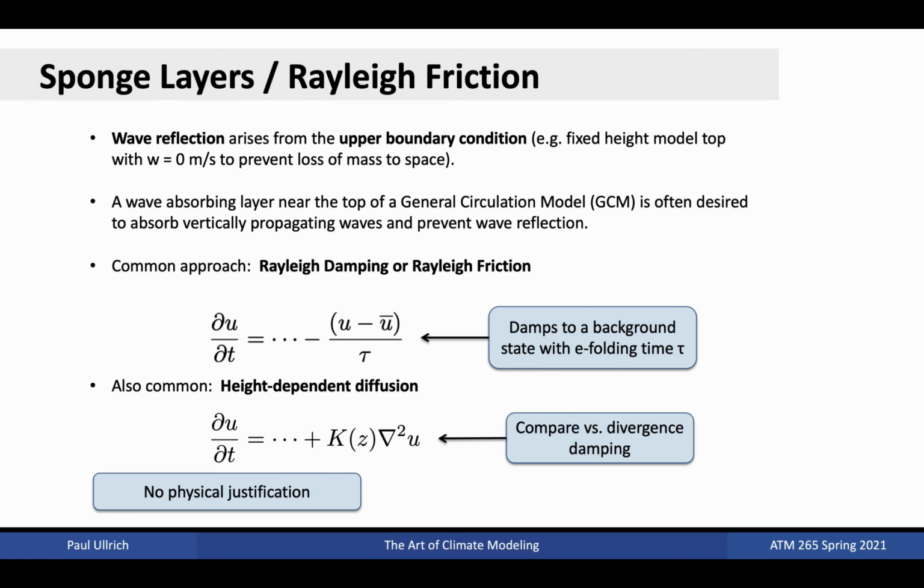Rayleigh damping or friction is implemented to allow dynamic variables to relax to some fixed background value, with a prescribed timescale tau. Other forms of diffusion are also common, including a height-dependent diffusion coefficient that increases in strength as we approach the model top. Notably, there is no physical justification for either of these choices, except to prevent bigger unphysical consequences.